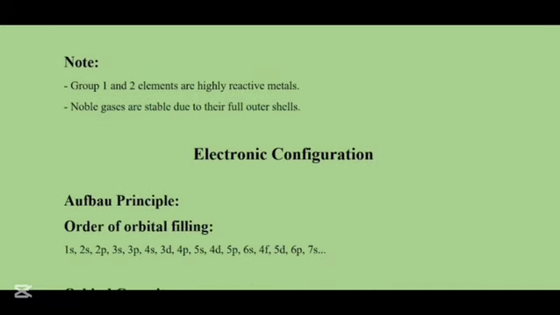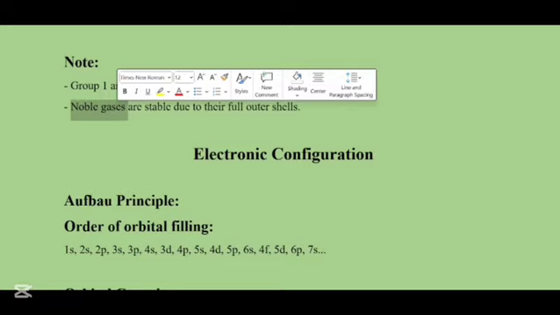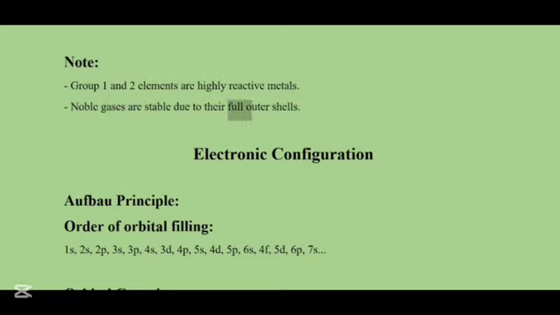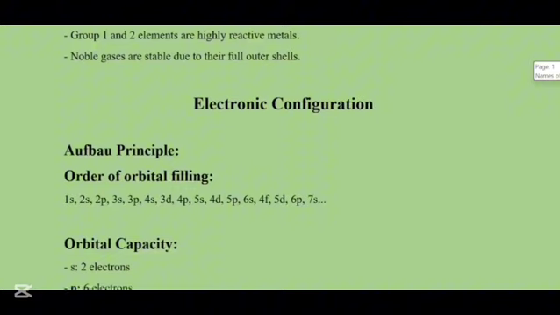So the group 1 and group 2 elements, which are alkali metals and alkaline earth metals, are highly reactive metals. But noble gases are stable due to their full outer shells. The full outer shell means that in the p block they have a total of 6 electrons and in their s block they have a total of 2 electrons. So 6 plus 2 is 8. That means that they form a full octet.